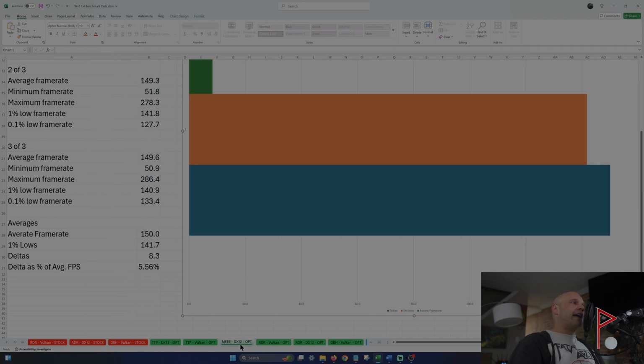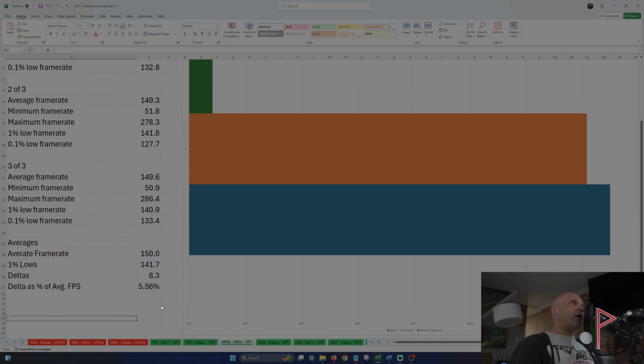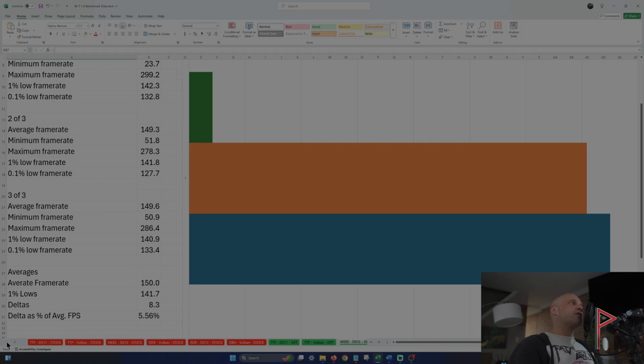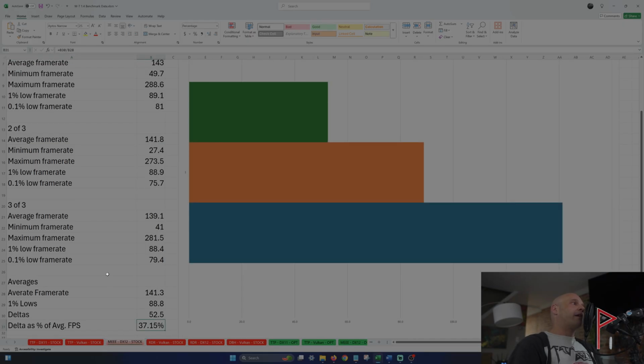Metro Exodus Enhanced Edition in DX12, and this was dramatic. So this is how a game with a lot of draw calls, and therefore very sensitive to a lot of read-write operations, will perform under an optimized and tuned configuration. Let's go back to the stock DX12, 37% delta as percentage of average FPS. 141 average frame rate, 1% lows, 88.